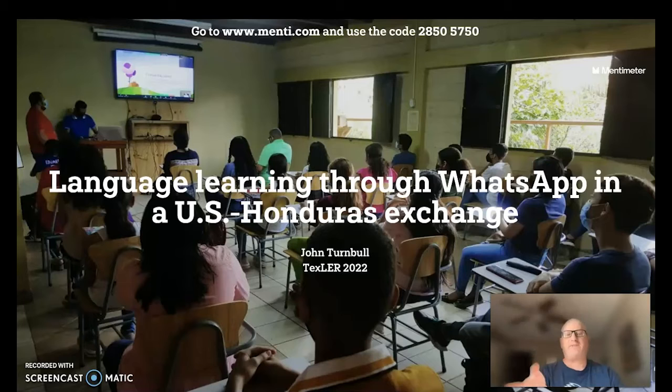So I'm going to describe this picture a little bit because it's important. This is an actual classroom in Honduras. This is both groups meeting together. So there are roughly 25 students in the classroom at this particular moment. And we are presenting from Texas on the screen that you see on the back wall of this classroom.